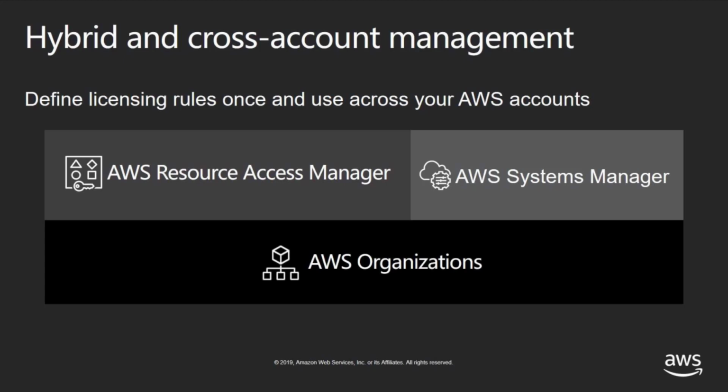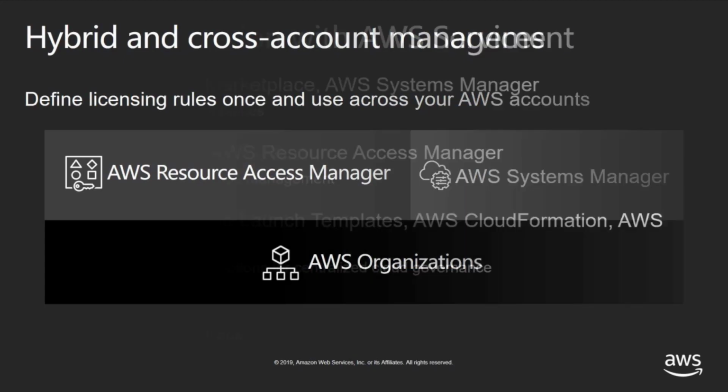AWS License Manager integrates with a service called AWS Resource Access Manager to share licensing rules. This service allows sharing licensing rules from one account to another. AWS License Manager simplifies the multi-account experience by providing a one-click setup experience of linking organizational accounts and sharing licensing rules, and provides cross-account search of Systems Manager using another capability of Systems Manager, which is called Resource Data Sync.